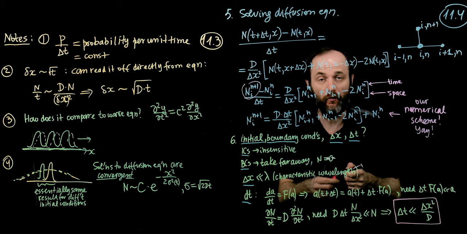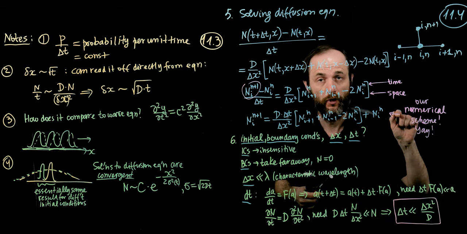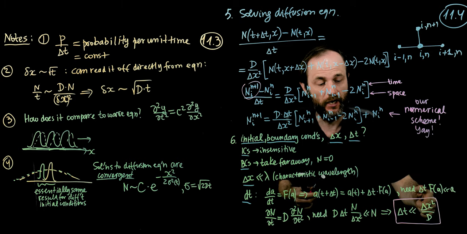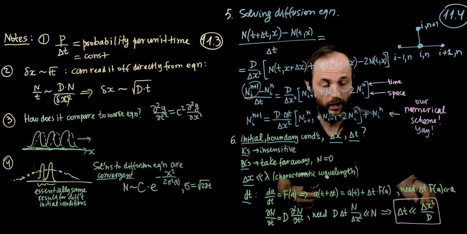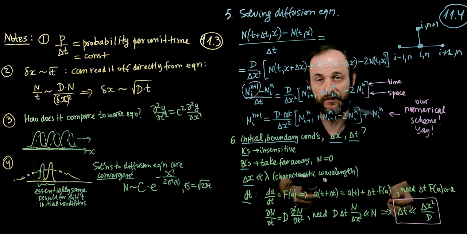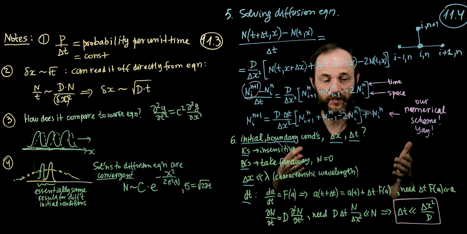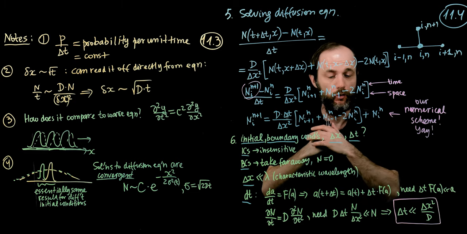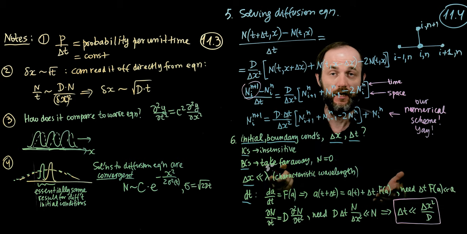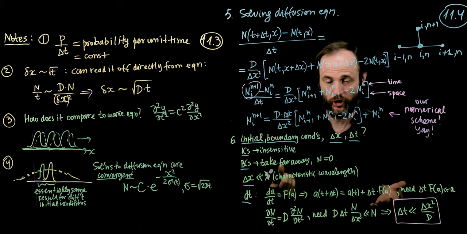This is the equivalent of the Courant condition for the diffusion equation. This is how, after choosing delta x and knowing what the diffusion coefficient is, you can pick delta t such that your scheme will be stable. This prepares you to face any obstacles related to the diffusion equation.